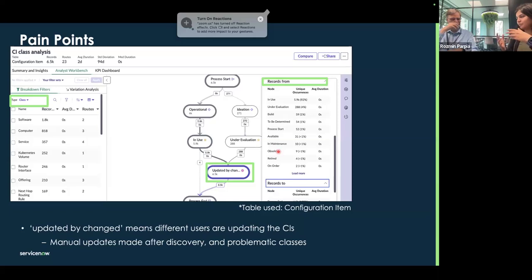So if this updated by comes up too many times in your process mining, and it tells you where it's coming from, then you can also see the class here. So which CI class is showing this bad behavior. Yes. And you can justify the presence of CSDM and how it will help you through process mining.